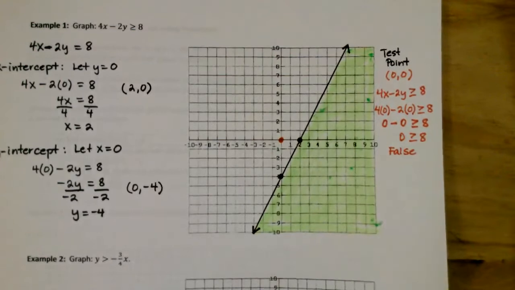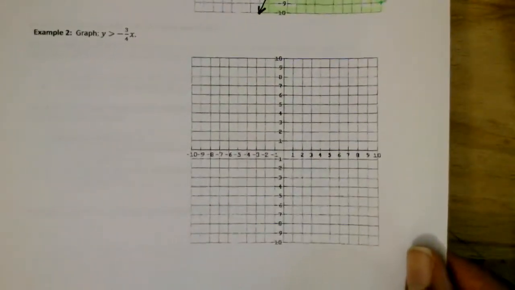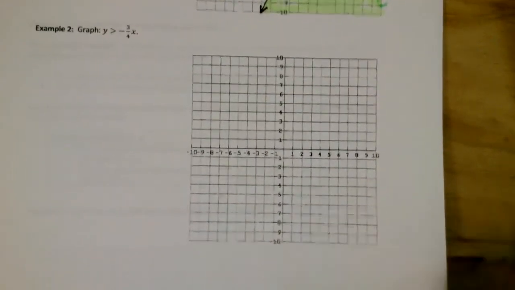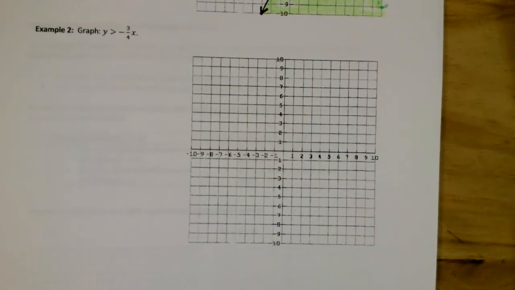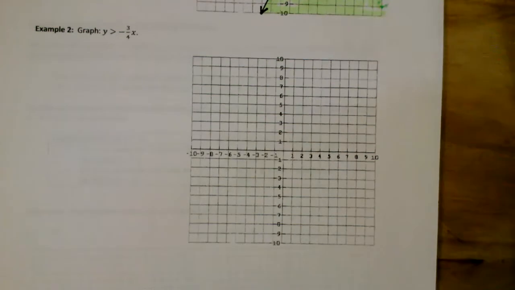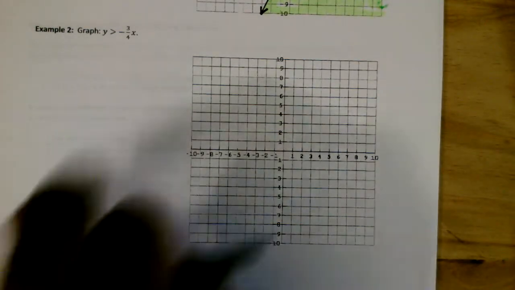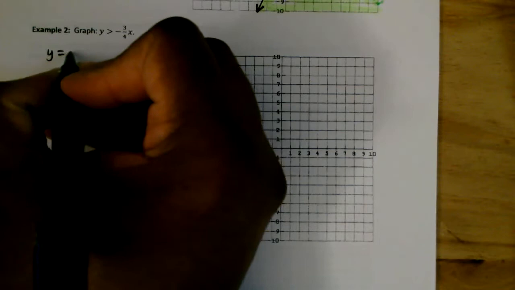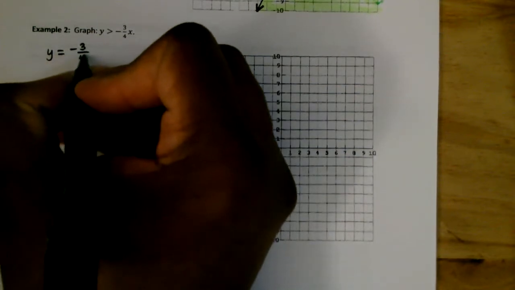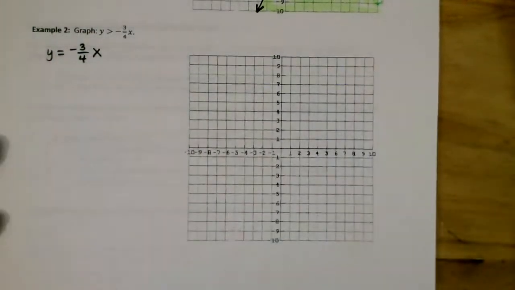All right, let's take a look at another example like this one. Let's say I want to graph y is greater than negative 3/4 x. Now I'm going to graph this as if I was graphing the equation y is equal to negative 3/4 x. Let's see what that looks like.